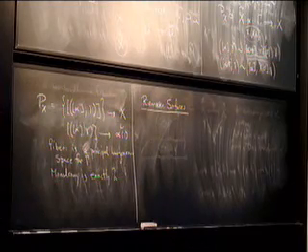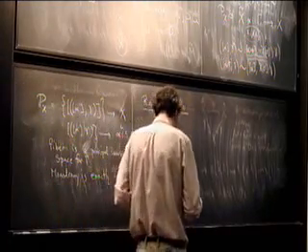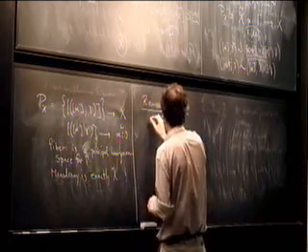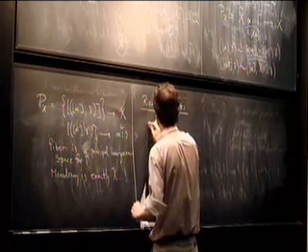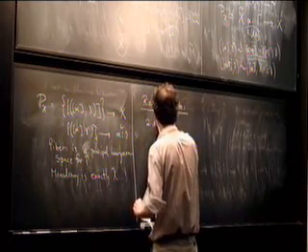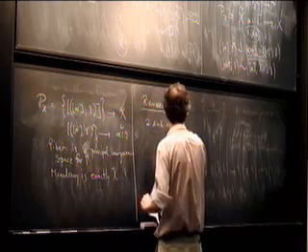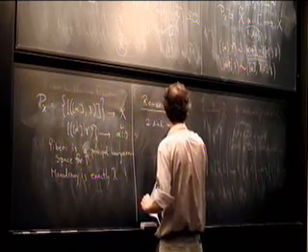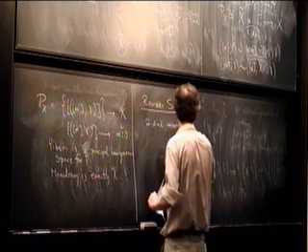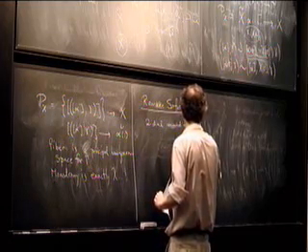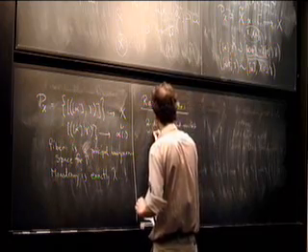Okay, so Riemann surfaces. So first of all, what is a Riemann surface? So for me, a Riemann surface is going to be a two-dimensional oriented manifold with a complex structure.